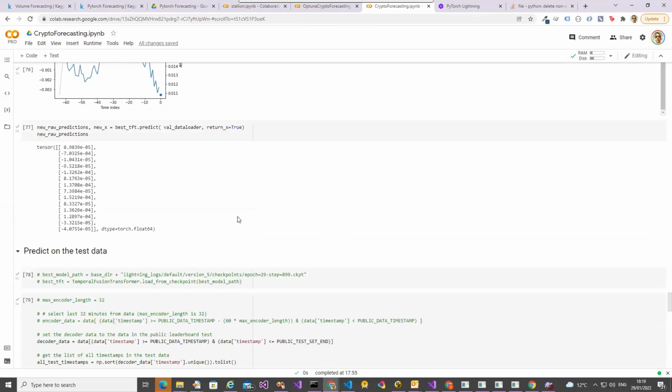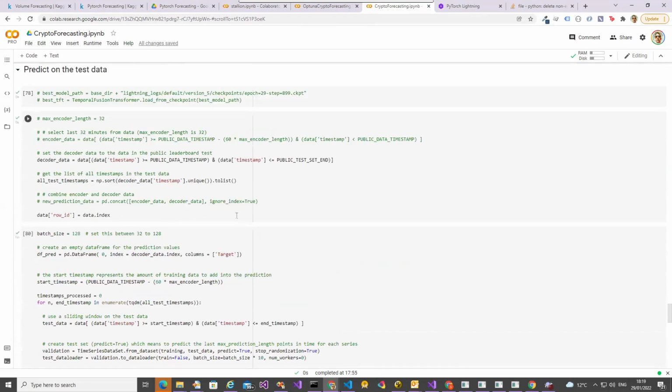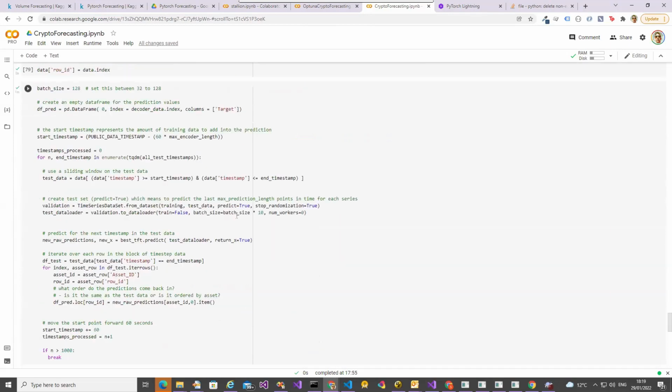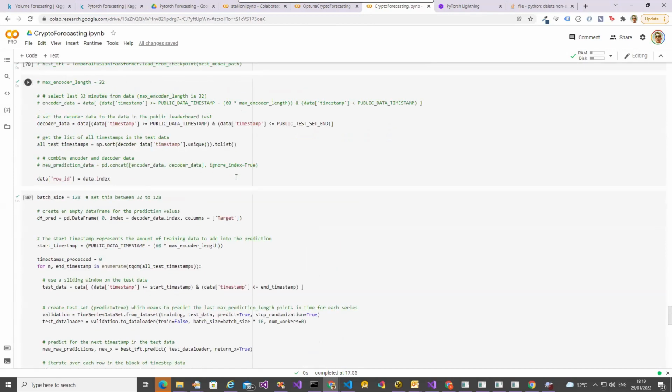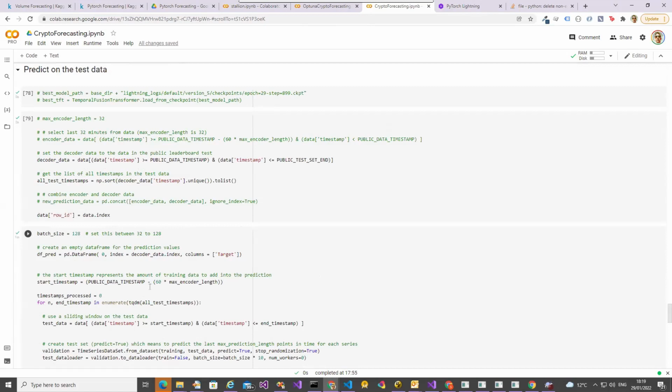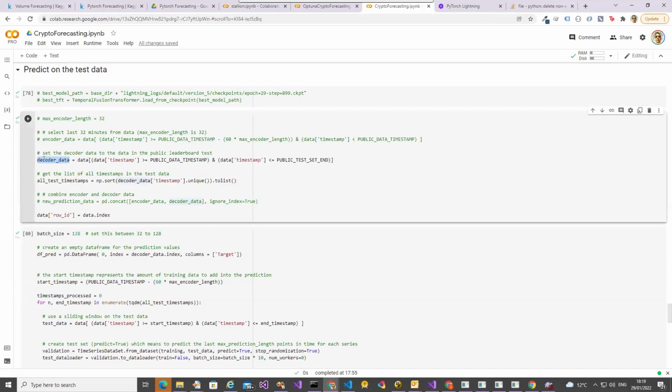So yeah, I'm not sure if it's any good or not. Yeah, so then this is the actual prediction loop. So this here, the decoder data is all of the public test set data.